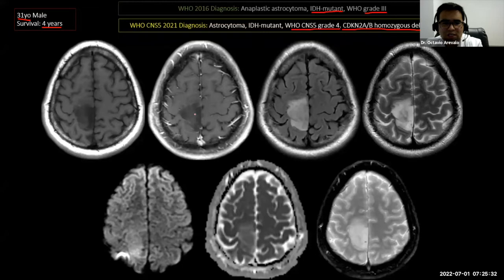And you see, this is a tumor that is T2 FLAIR hyperintense, centered at the right paracentral lobule. You see that there is no enhancement in the T1 post-contrast images. There is no restricted diffusion, hemorrhage, or calcification. This looks like a low-grade glioma as well. And the survival was pretty short for a patient with IDH mutant disease.